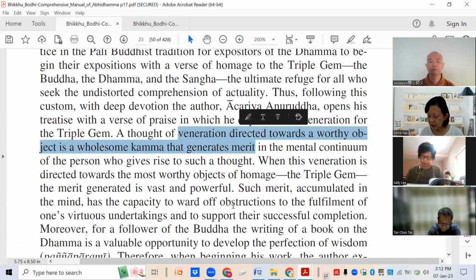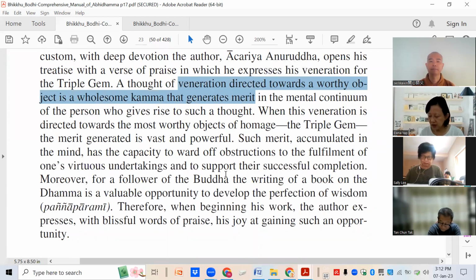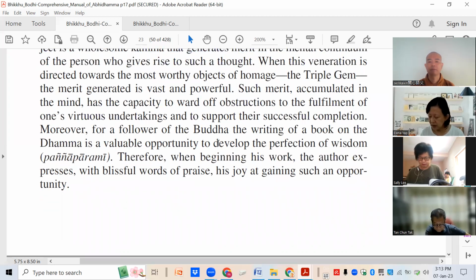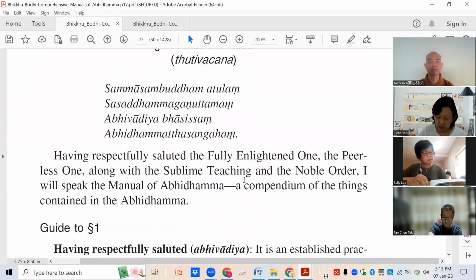A thought of veneration directed towards a worthy object is a wholesome karma that generates merit in the mental continuum of the person who gives rise to such a thought. When this veneration is directed towards the most worthy objects of homage, the triple gem, the merit generated is vast and powerful. Such merit accumulated in the mind has the capacity to ward off obstruction to the fulfillment of one's virtuous undertakings and to support their successful completion. Moreover, for a follower of the Buddha, the writing of a book on the Dhamma is a valuable opportunity to develop the perfection of wisdom, prajna parami. Therefore, when beginning this work, the author expresses with blissful words of praise his joy at gaining such an opportunity. Okay, thank you so much. Thank you.